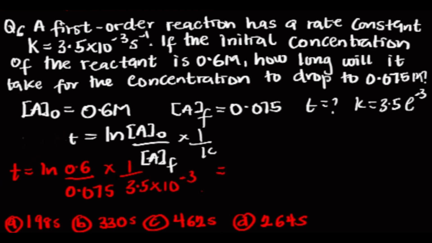So we can go ahead and simplify this. The natural log of 0.6 divided by 0.075 gives us 2.079. Then we multiply by 1 divided by 3.5 times 10 to the power of minus 3. So let's simplify this: 2.079 multiplied by 1 divided by 3.5 times 10 to the power of minus 3. Let's see what we're going to have.